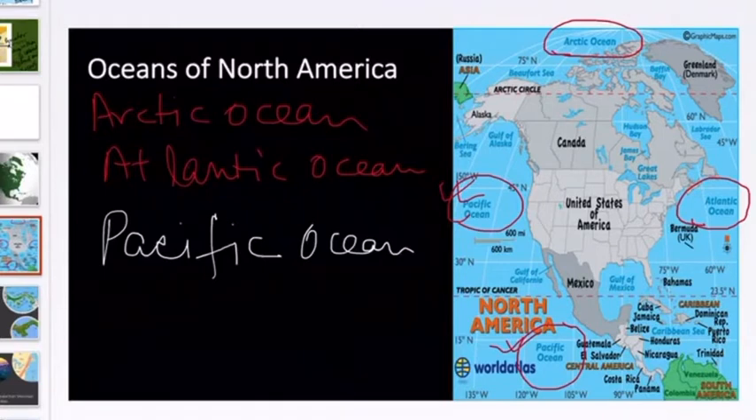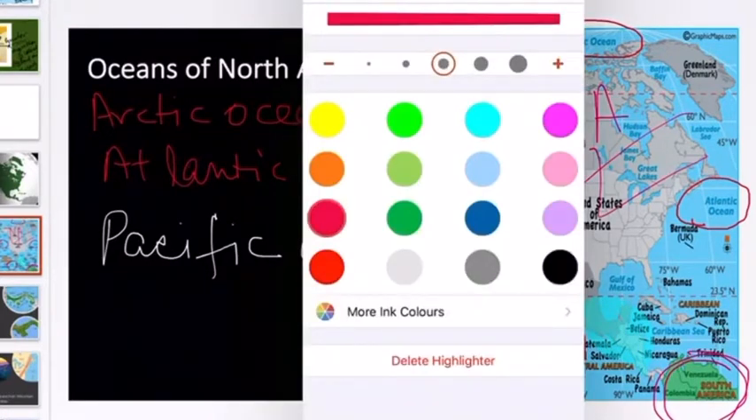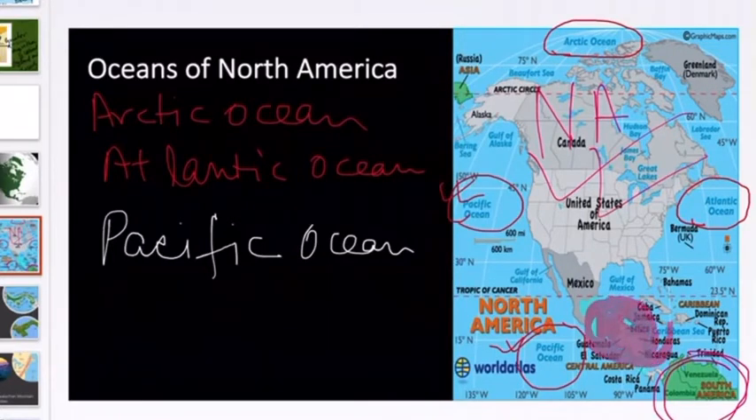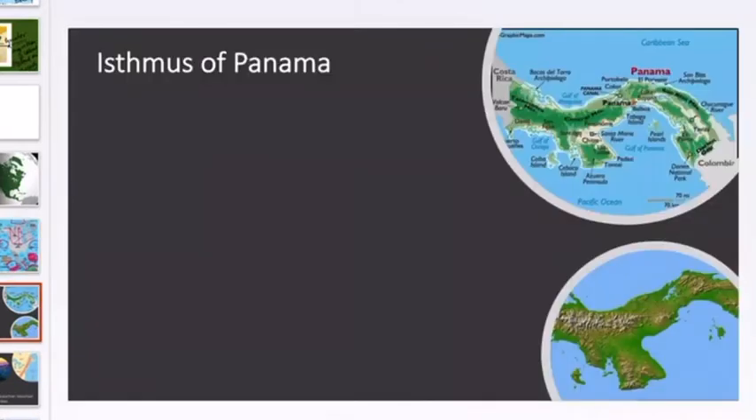Now, it has been seen that this is North America, and this green part you can see here is South America. This is connected to each other by a landmass over here. This landmass is the Isthmus of Panama. Isthmus of Panama is actually a landmass between the Caribbean Sea and the Pacific Ocean.